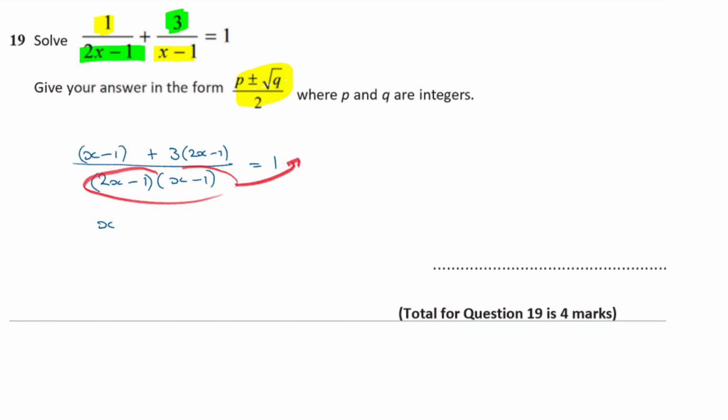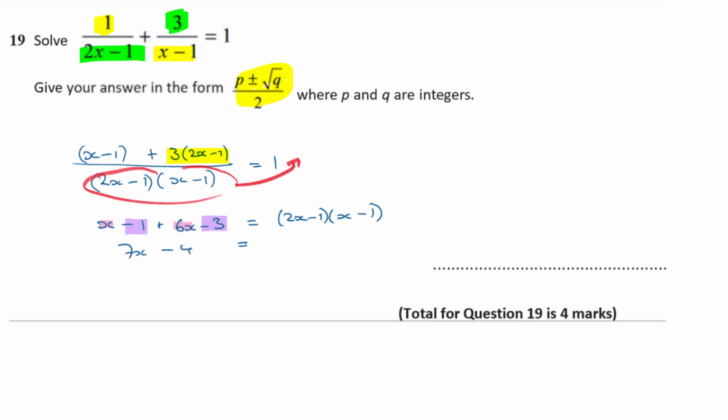Just going to multiply out the numerator as I go through. X minus 1, removing this bracket here, I'm going to get 6x minus 3, and that is going to be equal to 2x minus 1, x minus 1 over here. So I'm going to collect like terms on the left. I've got x and 6x, that's going to give me 7x, and I've got minus 3 and minus 1, which is going to give me minus 4.